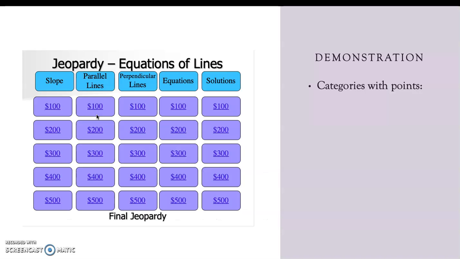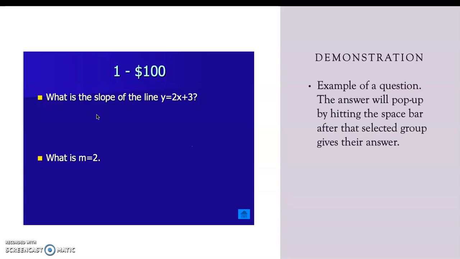So these are the categories with different point values. The categories are slope, parallel lines, perpendicular lines, equations, and solutions. And then as you can see down at the bottom, there is a final Jeopardy question. So this is what one of the questions would look like.